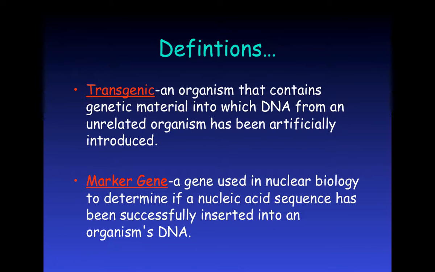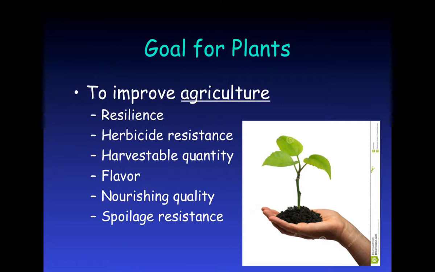This is what we use to determine if that nucleic acid sequence has been successfully inserted. We can cause that little marker gene to create maybe like a fluorescence, something that we can see and identify and say, oh yes, that has actually been uptaken in that new cell. So overall, our goal for plants has been to improve our agriculture, to improve the plant's resilience, the resistance to herbicides, the harvestable quantity, so the crop yield, so to speak, the flavor, the nutrient value or the nourishing quality, and the spoilage resistance, so how long we can keep it before it goes bad.